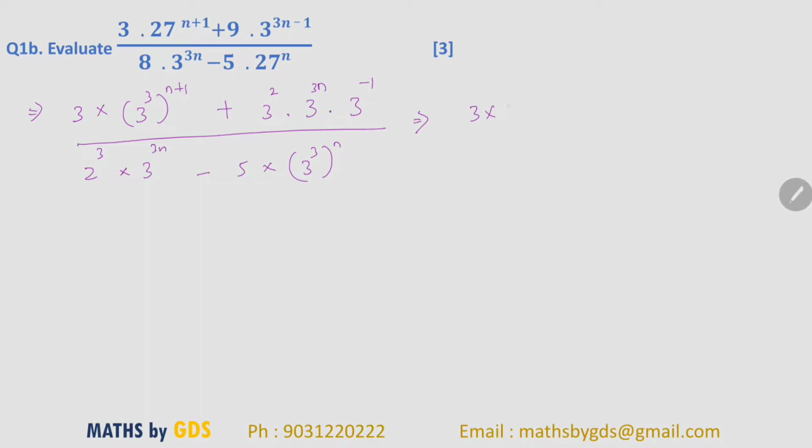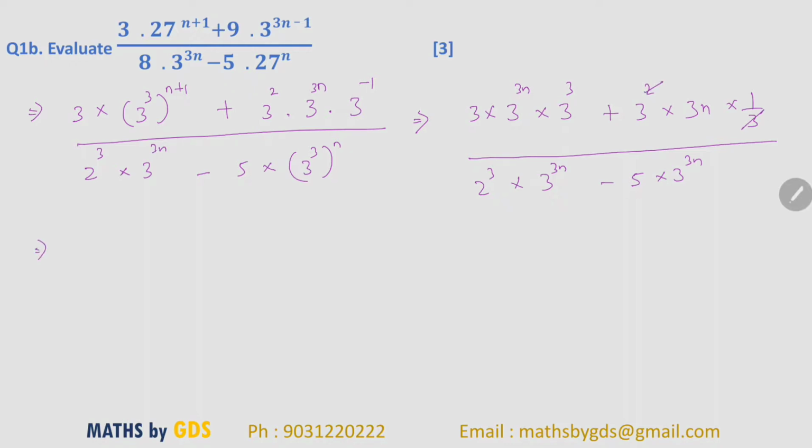3 into 3 to the power 3n into 3 to the power 1. Alright, that will be 3 into 3 to the power 3n into 3 to the power 3, because this would be 3 into (3 to the power 3)^n. Plus 3 square into 3 to the power n, and 3 to the power minus 1 is 1 by 3. Alright, so this will be 2 cube into 3 to the power 3n minus 5 into 3 to the power 3n. Now this square will get cancelled by this 3.